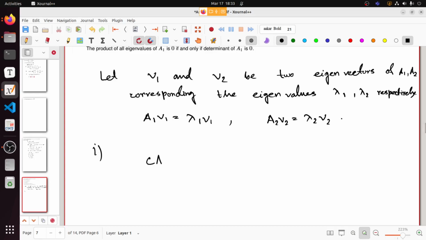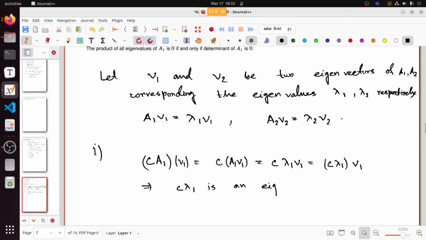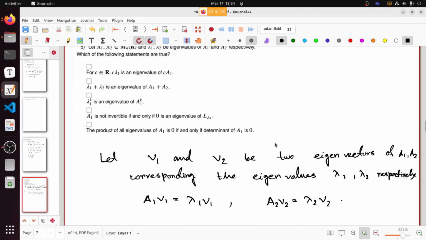So what happened to cA1? Let's apply it to B1. Then what will happen? c A1 of B1, so this will be lambda 1 B1, right? So what you will get? c lambda 1 B1, right? Which implies that c lambda 1 is an eigenvalue of cA1, right? So you get that if lambda 1 is an eigenvalue of A1, then c lambda 1 is an eigenvalue of cA1. So the first option is correct, right? So let's move to the next option.